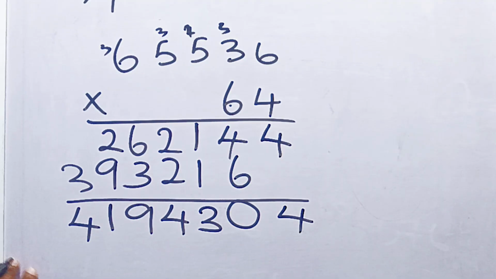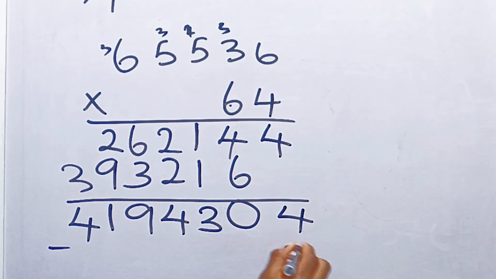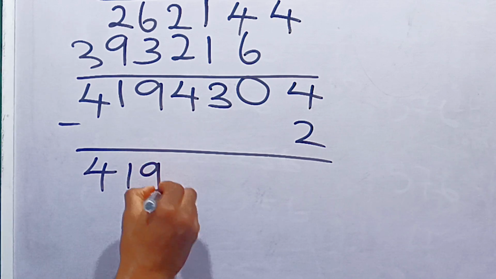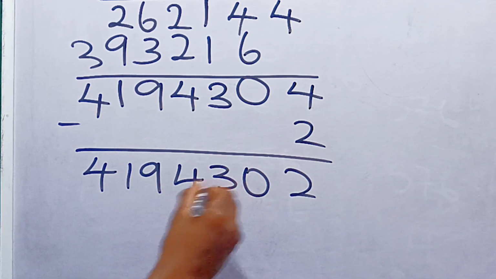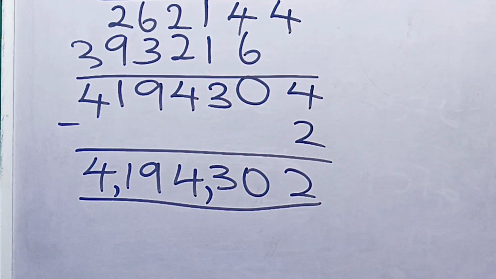Okay, now this is what we have, and remember that we said this minus 2, so this minus 2 will give us 4,194,302. That's what we get when we say 4 raised to 11 minus 2. This is the final answer to this question.